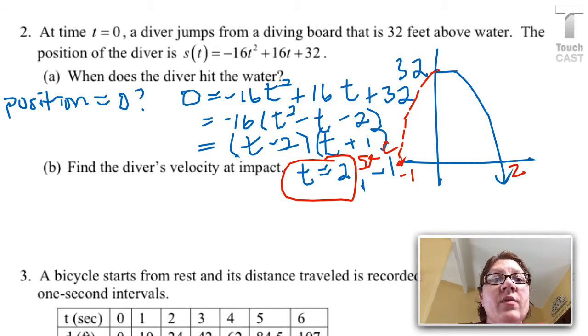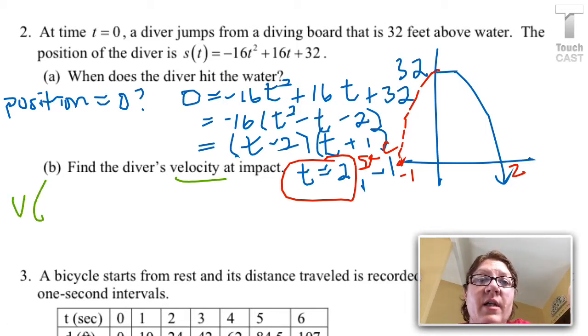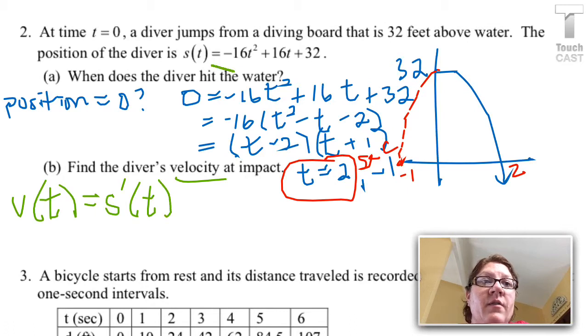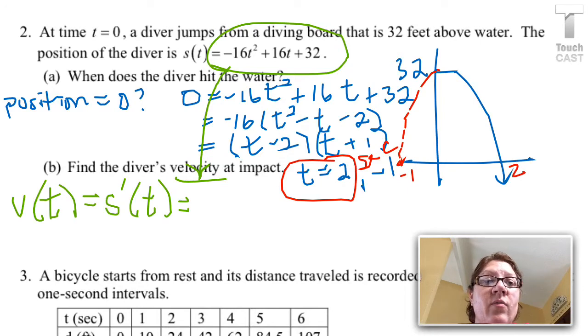So now on the next piece, when it wants velocity, I remember, well, how do I get velocity if all I have is position? Well, velocity is the first derivative of position. So I'm going to take the first derivative of this. So let's see. I'm going to power down each term. So 2 times negative 16 would be negative 32. That is a t.